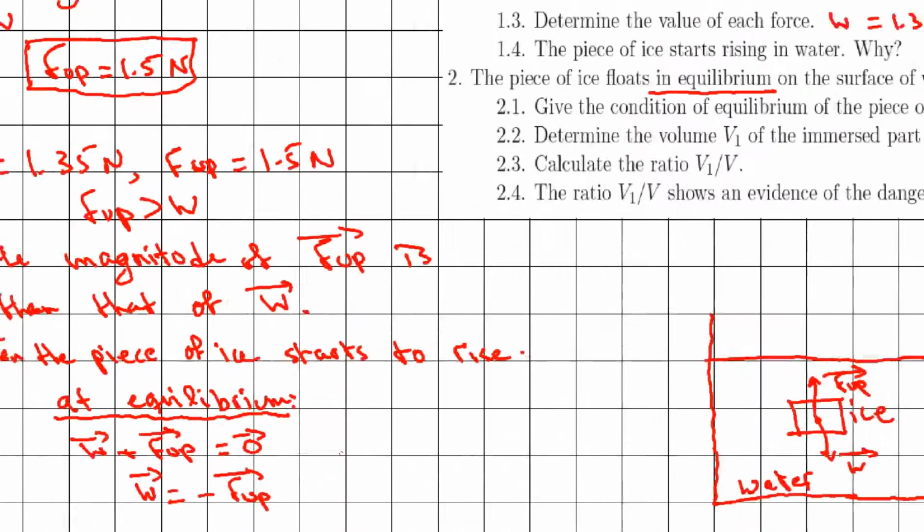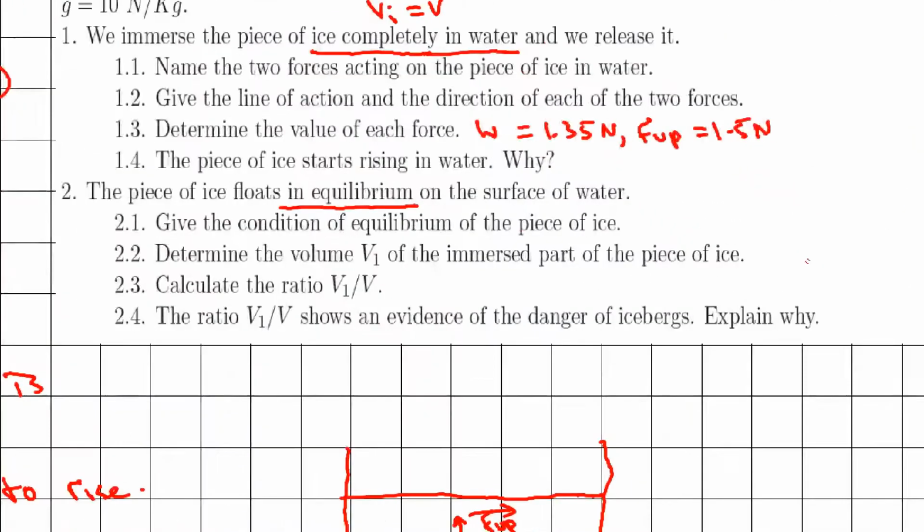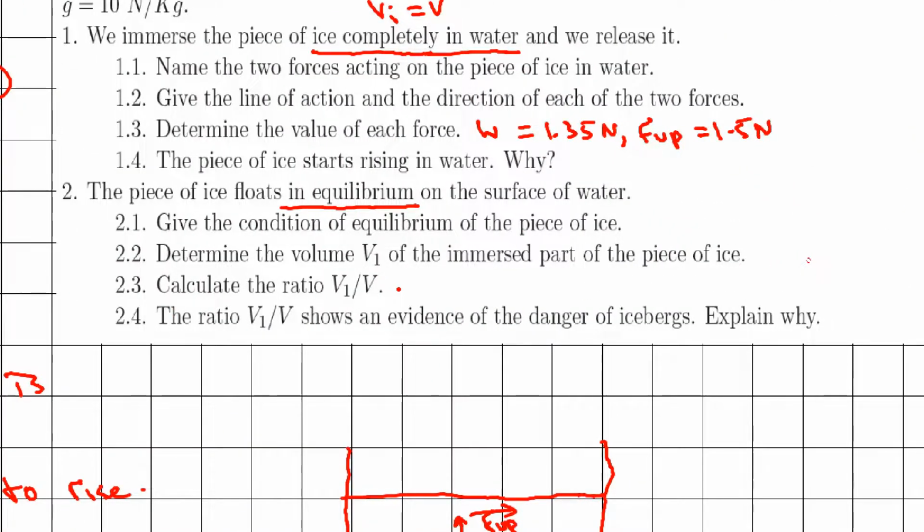So what does the first equation tell us? That the effect of both forces acting on the solid cancel each other, whereas the second equation tells us that both forces have the same line of action, opposite direction, and same magnitude. Now in 2.2, determine the volume V1 of the immersed part of the piece of ice.